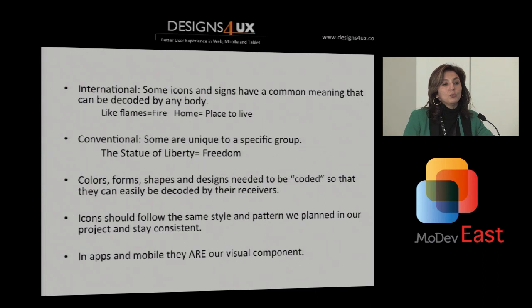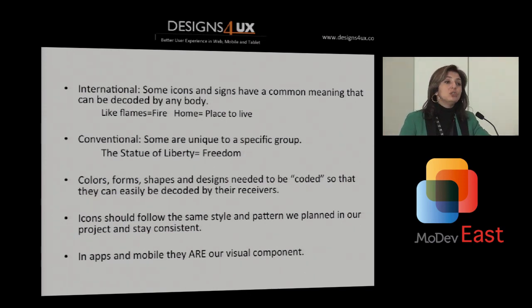There are 2 formats of icons. One is international and the other is conventional. International, everybody understands. For example, flame means fire, home means where to live. But the Statue of Liberty may mean freedom here, but in other places you may find another icon to present that. So when you design for your app or site, make sure you understand the differences between these 2, and know that color, form, and shapes have different meanings in different places and areas.